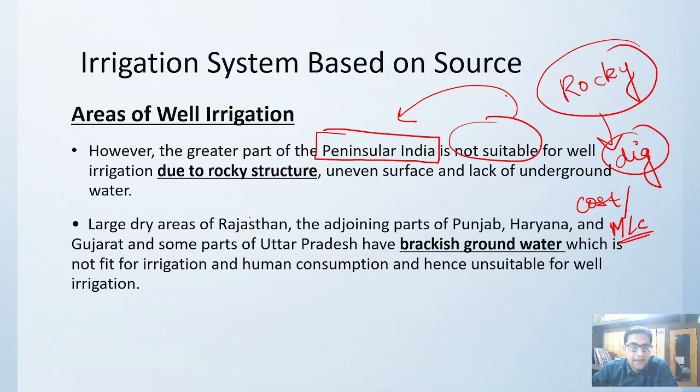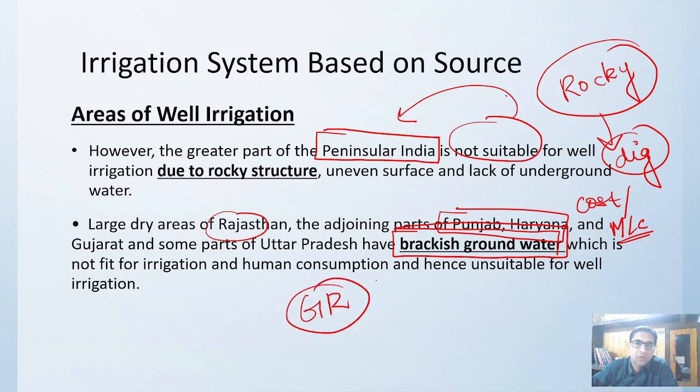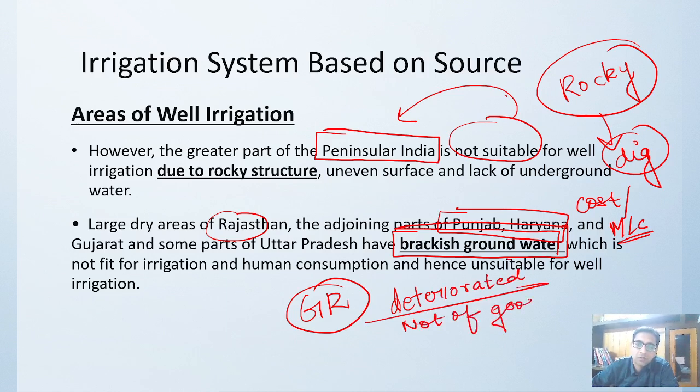If you go to the dry region of Rajasthan, some parts of Punjab and Haryana, we find there is brackish groundwater. That means it is salty in nature, which is not good for irrigation. So at some places of Uttar Pradesh, maybe Western UP, and Rajasthan and Punjab, which are known for their green revolution, the underground water quality has deteriorated. It is not of good quality.